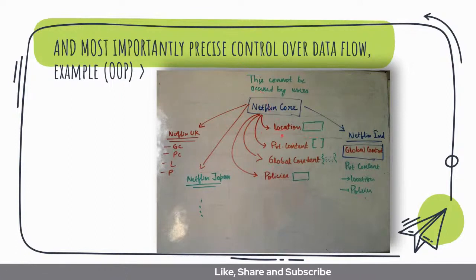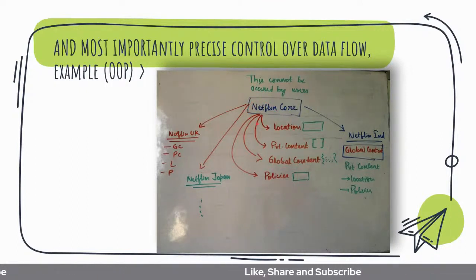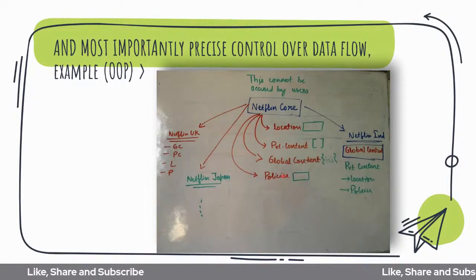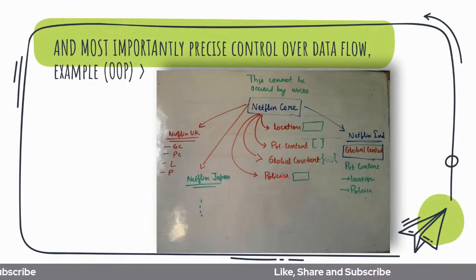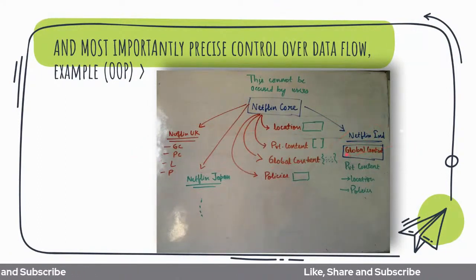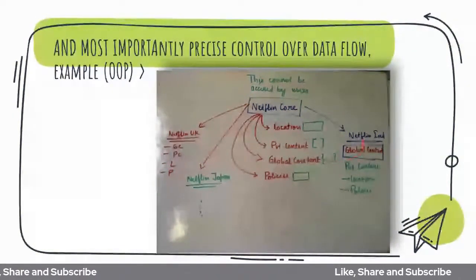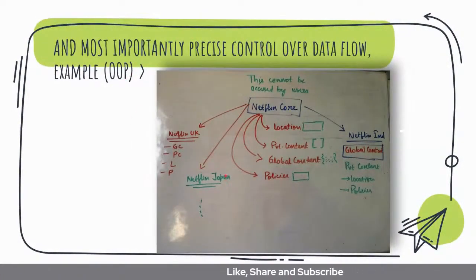It has some blank values like location, private content, global content, policies. Basically, this is telling that if anything belongs to me, if anything is being created from my idea, then it should have these properties. And these properties in C++ are called attributes or class attributes. And based on that, we created different Netflix streaming services, India, UK, Japan, and now they will only inherit the content which is globally allowed to be streamed. Other than that, they will have their own private content, जो कोई और access नहीं कर सकता. So this was the basic idea that we can now control the data flow.